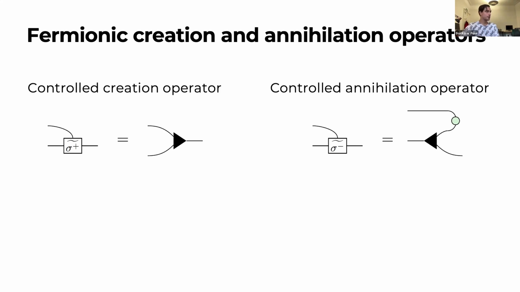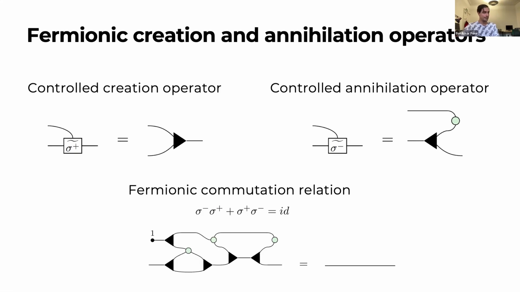And then we can also express the fermionic creation and annihilation operators. So the controlled creation is just the W node, and the controlled annihilation is just, again, the W, but the other way around with a cup. And again, we can express the fermionic commutation relations as follows diagrammatically, and we can prove it using just diagrammatic tools.